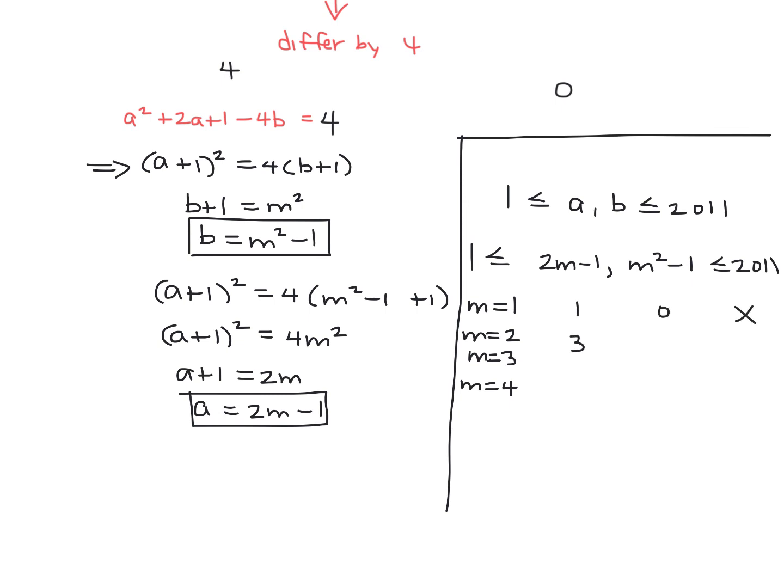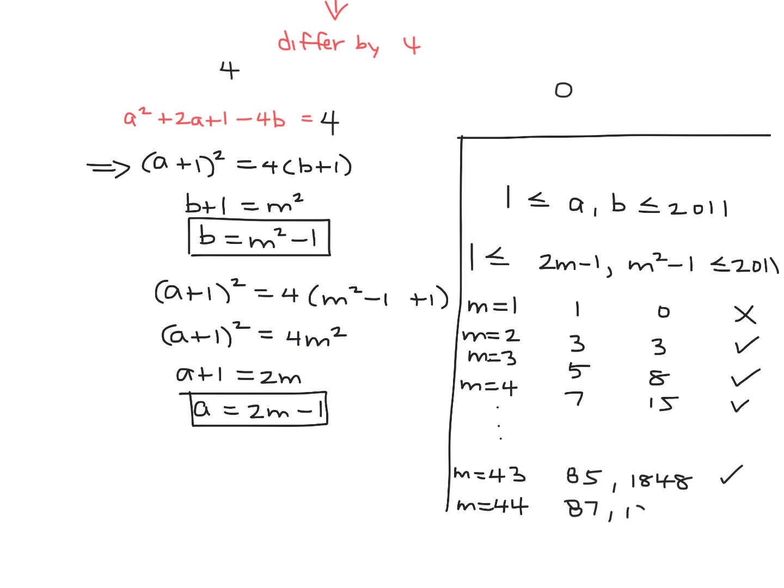When m is 2, we have 3 and 3. That's good. When m is 3, we have 5 and 8. That falls between 1 and 2011. When m is 4, we get 7 and 15, and so on. Eventually, you'll get to a point where they won't be in the range anymore. m equals 43 still falls in the range. It'll be 85 and 1848. m equals 44, I believe, is also in the range. It's 87 and 1935. But then when you use m equals 45, that's when it falls out of the range. It becomes 89 and 2024.